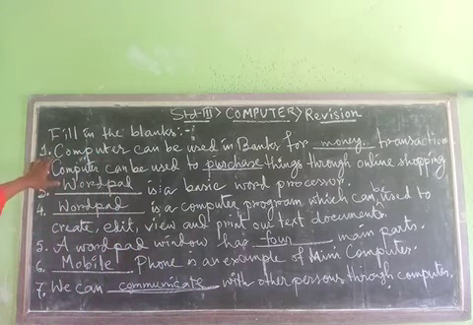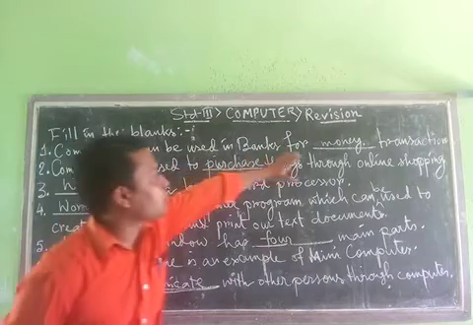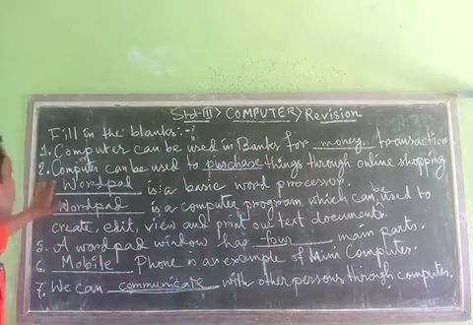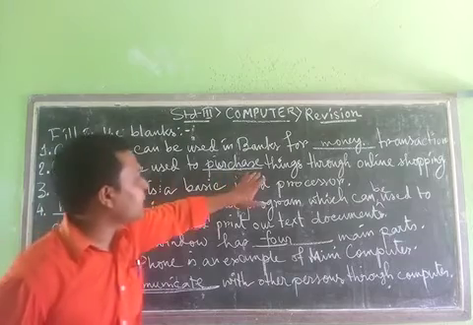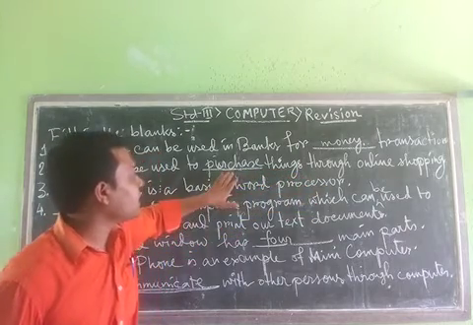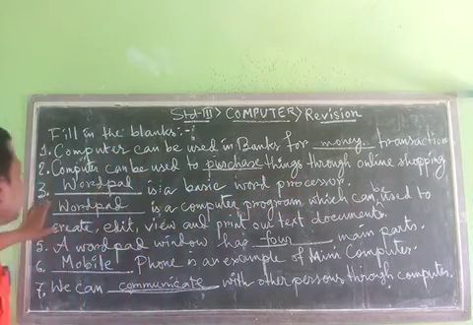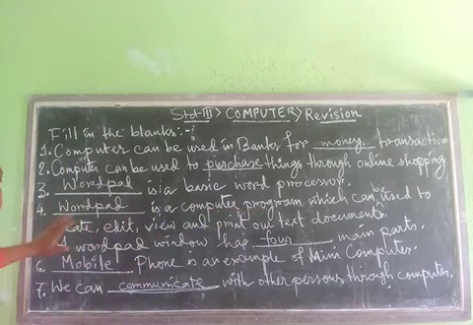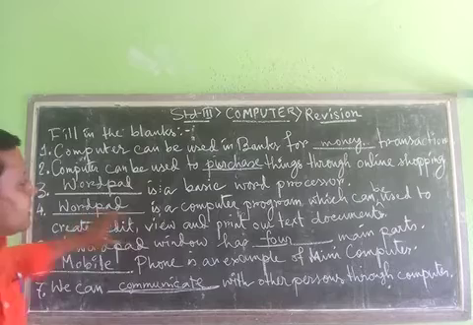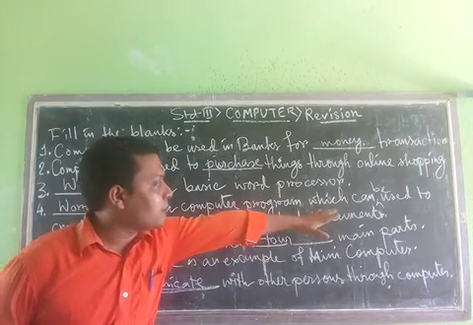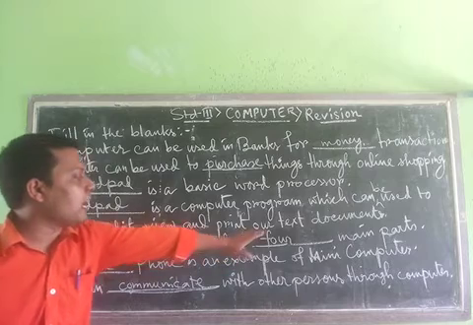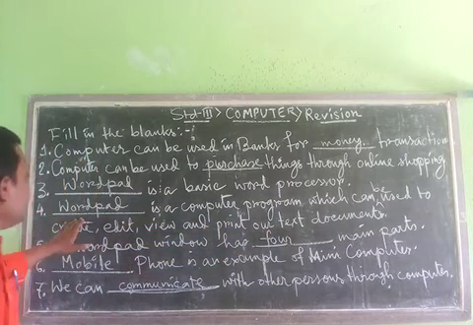Question number 1. Computer can be used in banks for dash transaction. Answer is money transaction. Number 2. Computer can be used to dash things through online shopping. Answer is purchase. Number 3. Dash is a basic word processor. Answer is WordPad. Number 4. Dash is a computer program which can be used to create, edit, view and print our text documents. Answer is WordPad.